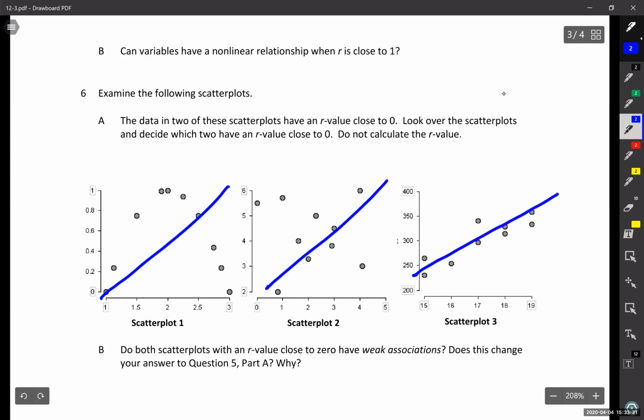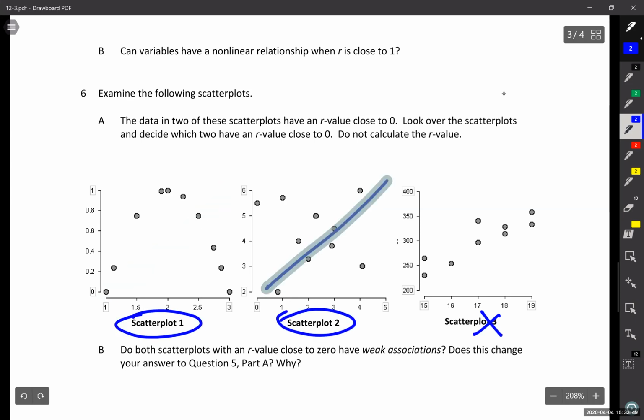Let me draw a line here. Oh yeah, those dots have that nice strong pattern. Those dots on scatter plot 3 have a pretty strong correlation right there. So I'm going to throw away number 3. It's not number 3. So the answer to A is scatter plot 1 and scatter plot 2.